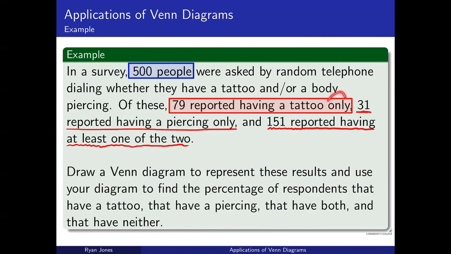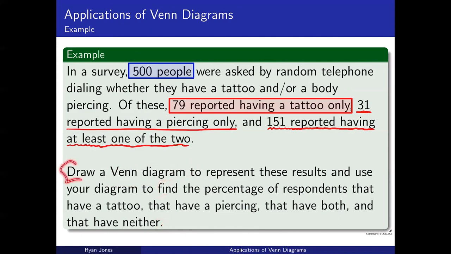We also see the use of the word only in here twice. That's been helpful as well, because now we know there's 79 that have only a tattoo. They don't have a piercing. And there's 31 that have only a piercing, and they must not have a tattoo. So we're going to draw a Venn diagram to represent these results. That's the first part of this question. Then once we do that, we'll answer some questions after the fact, and we'll come back to those later.